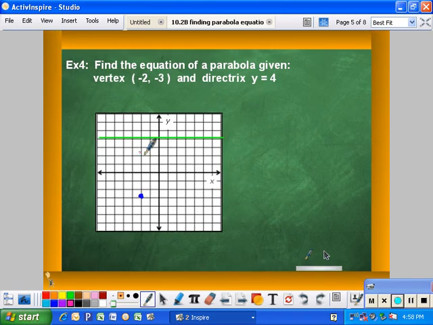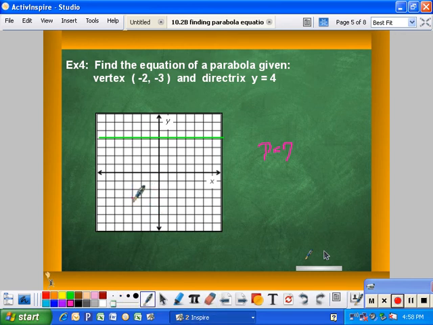How do we know that? Because we're up 1, 2, 3, 4 and down 1, 2, 3. So p equals 7. Which way do you think this is going to open? I'm sorry, that's the vertex right there. If that's the vertex, which way is it going to open? Let me make that a little bit better for you. Hold on a second. There we go.